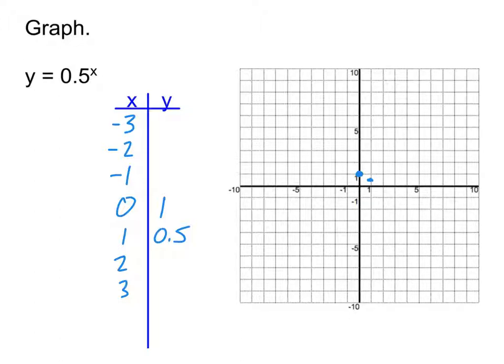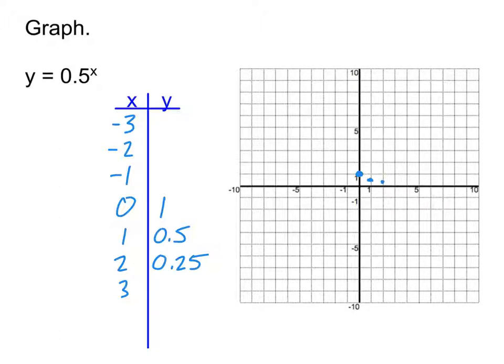Now we get into the slightly tricky ones, because now I come to x being 2. Let's plug in the 2, break out the calculator, and do 0.5 to the power of 2. When we do that on the calculator, you should find that 0.5 to the power of 2 is 0.25. So I go ahead and plot that.